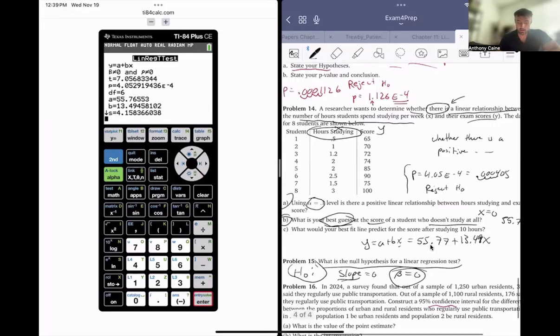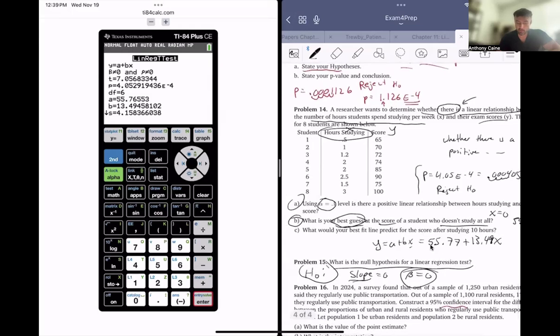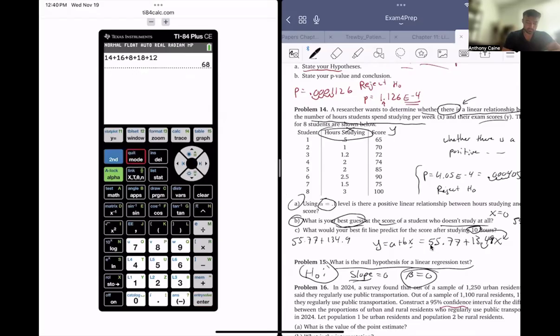What would your best fit line predict for the score after studying 10 hours? I'm going to plug in 10 for X, and that's going to move the decimal over 1, basically. So I would have 55.77 plus 134.9. 55.77 plus 134.9, they're going to get 190.67%, which is obviously impossible. The most you can get is 100%.